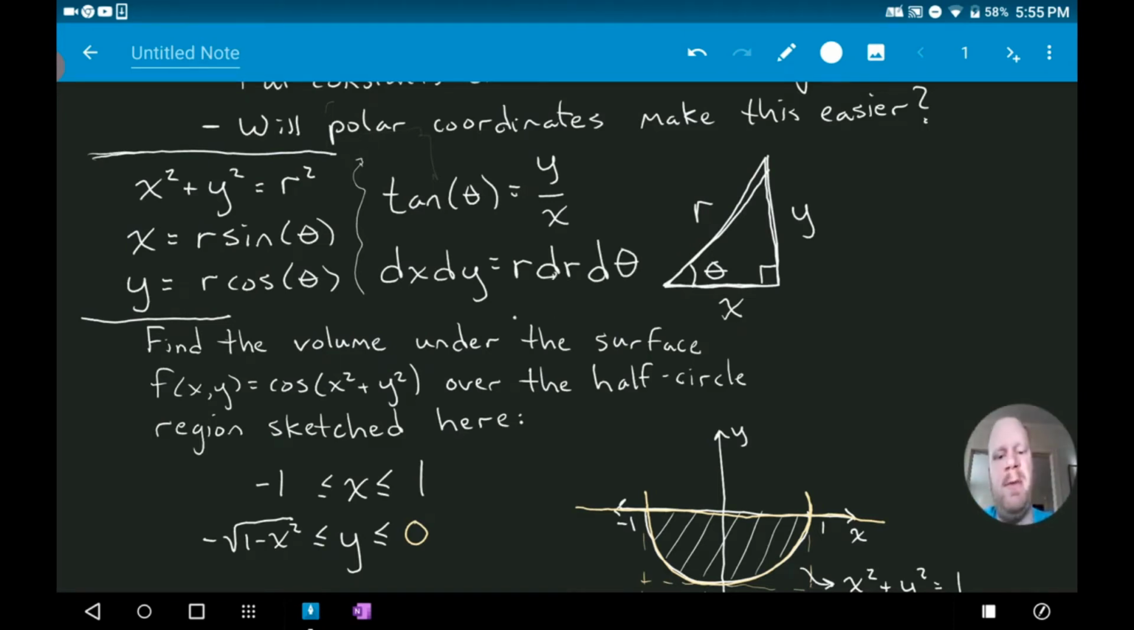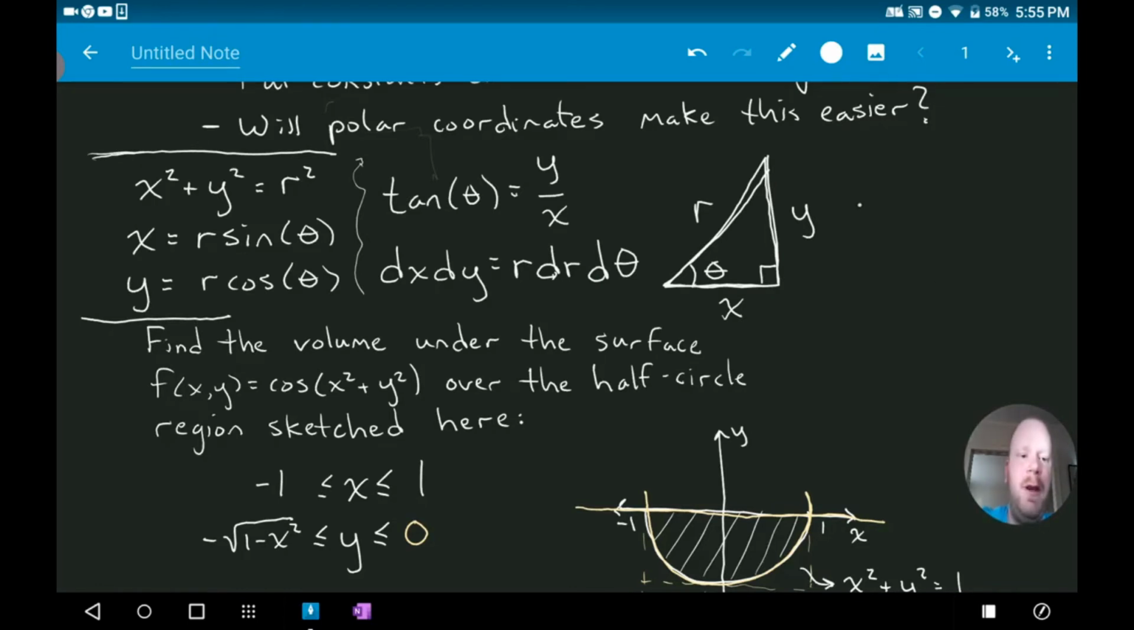I think I'll have a separate video explaining why it's r times dr dθ. So for now, I'll just ask you to trust me: whether it's dx dy or dy dx, when we convert it to r dr dθ, we need to add that extra r in there.